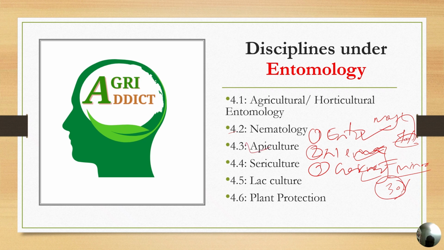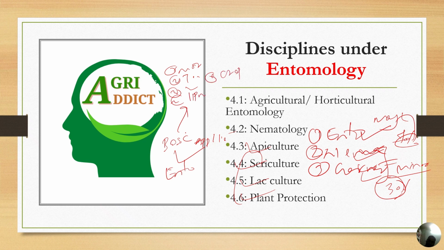Another thing is apiculture, sericulture, lac culture, and plant protection. So what are these? Actually, for the entomology part, two different aspects are coming: one is the basic part, another is the applied part. Under the basic part, morphology, taxonomy, physiology, IPM, crop pest, and toxicology are all coming. The applied part is very, very important for nowadays coming exams, so many questions are asked from this part.